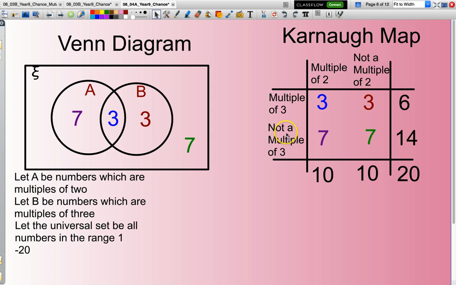And how about not a multiple of 3? How many are not? It's adding up this row along here. Not a multiple of 3. So all of them in here, those there, are the multiple of 3. So the ones that are not are there and there. That's the 14. I can continue adding up these here, and I end up with the total number of numbers that I was looking at. And it was 20, because I was looking at all the numbers between 1 and 20.